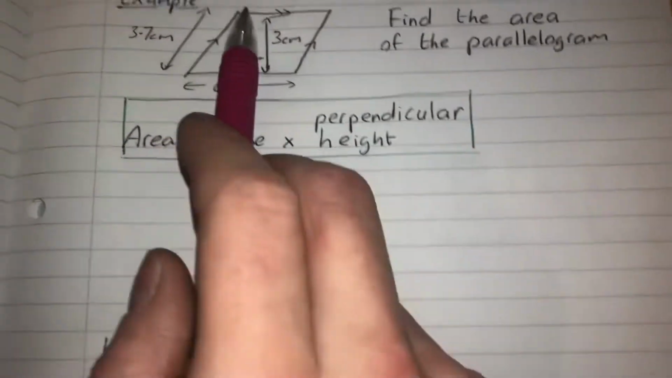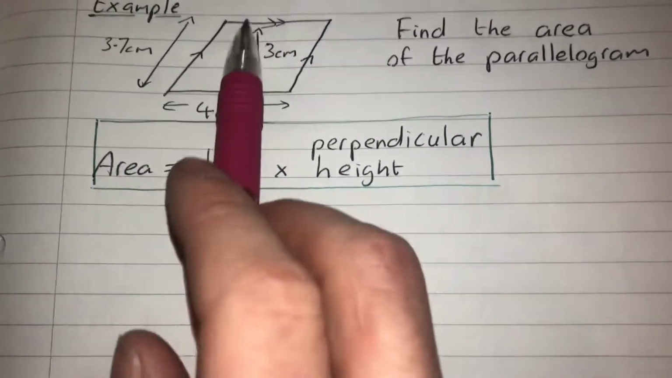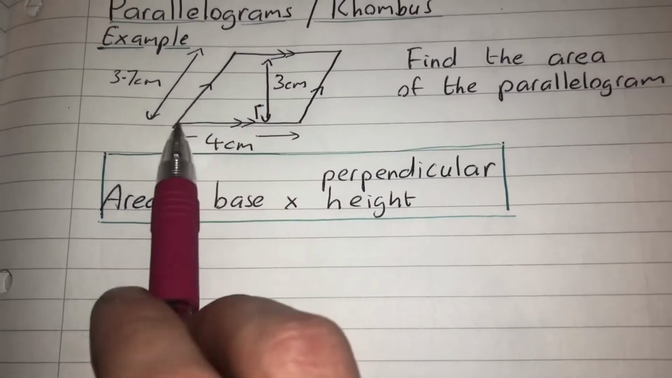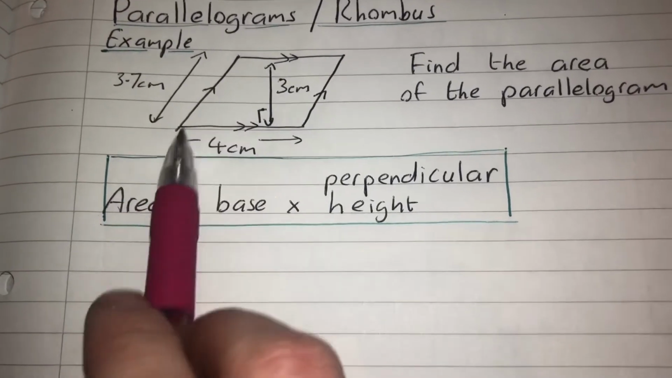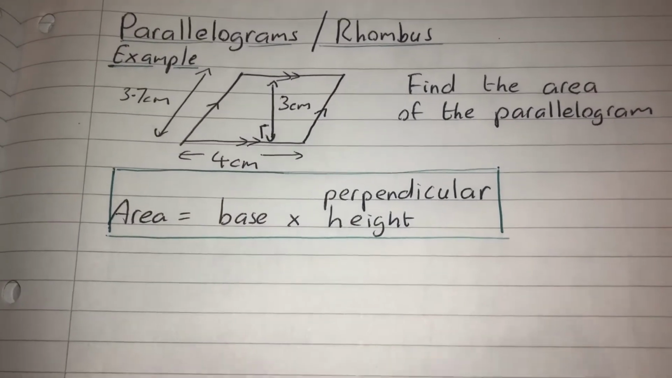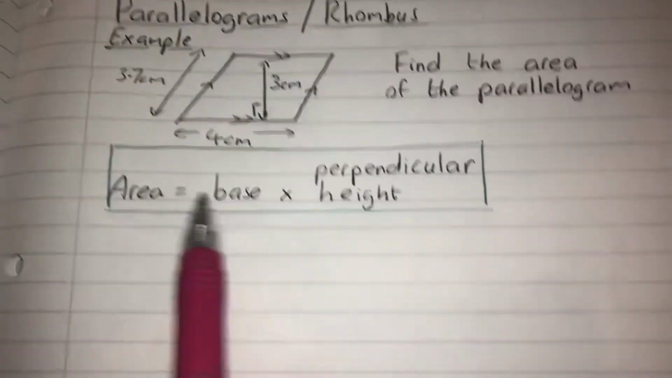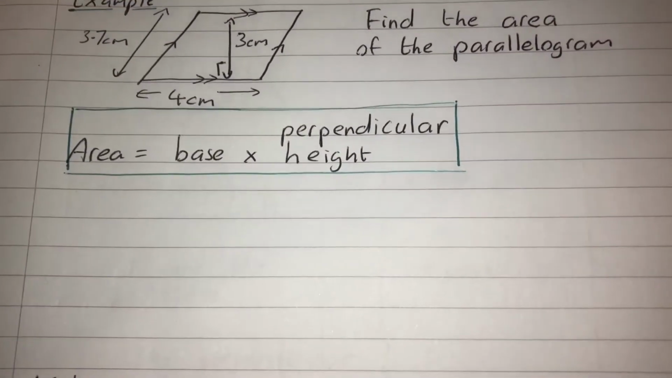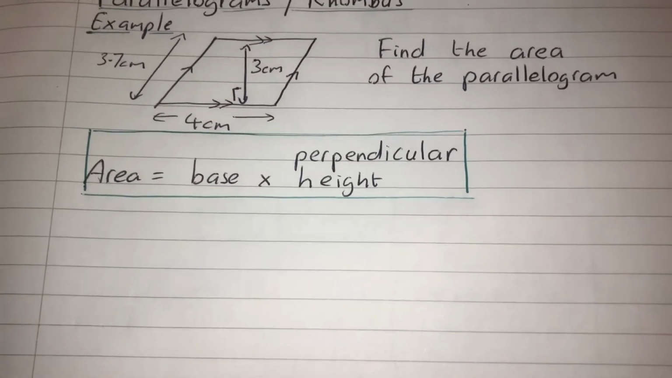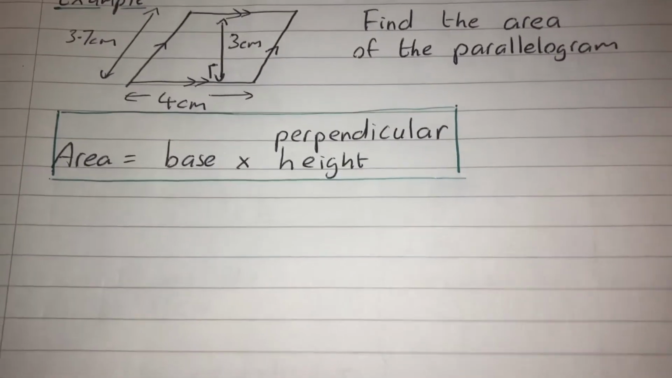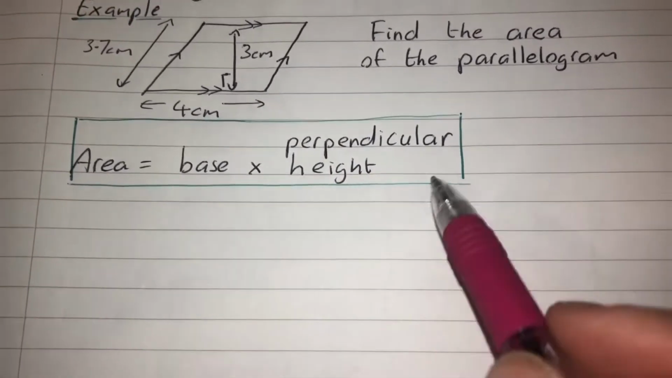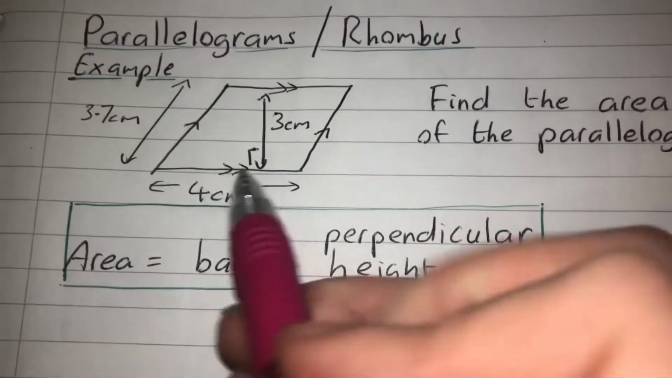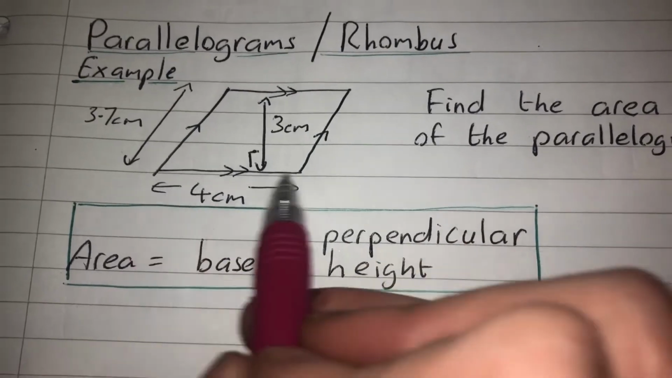Okay, so if we look at this example, and again, this is a parallelogram, and I can tell it's a parallelogram rather than a rhombus because not all the sides are the same length, and in a rhombus, the sides are the same length. We use this formula, so area is equal to base times perpendicular height. Now, again, I explained in the last video what perpendicular height is. If we look at our diagram here, the base is the bottom of the shape.